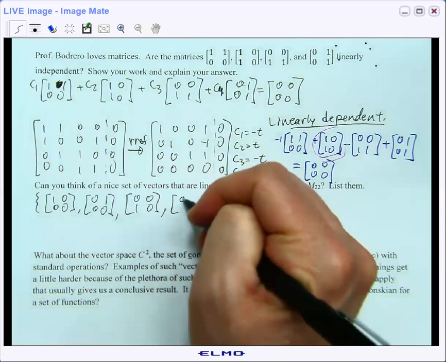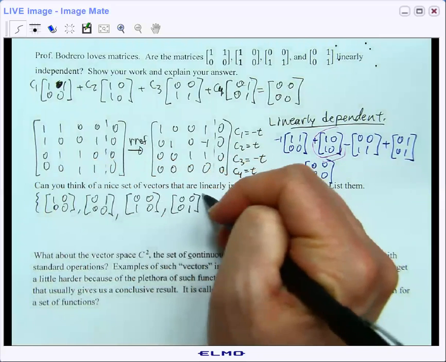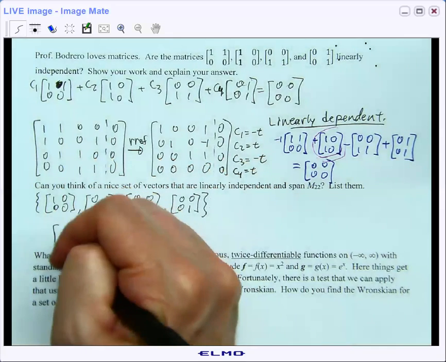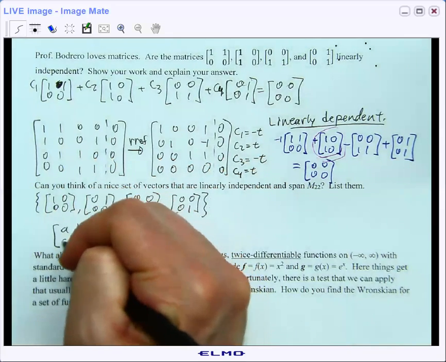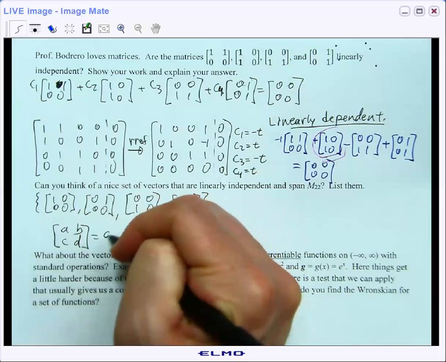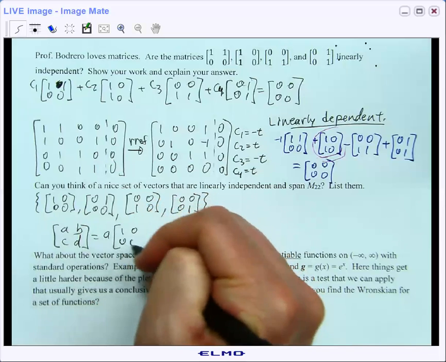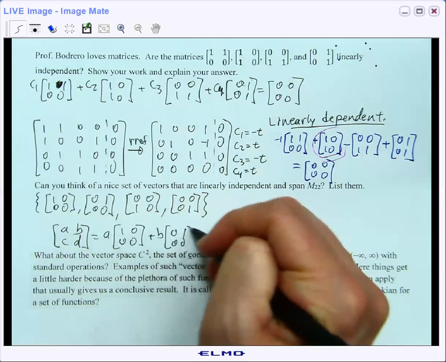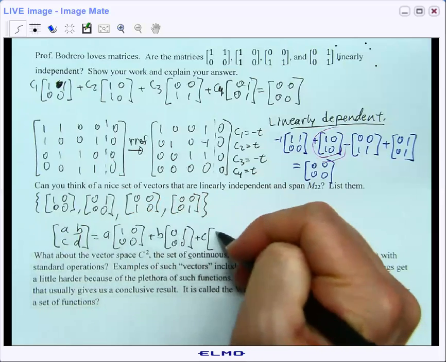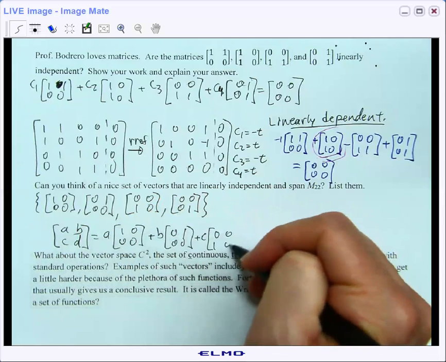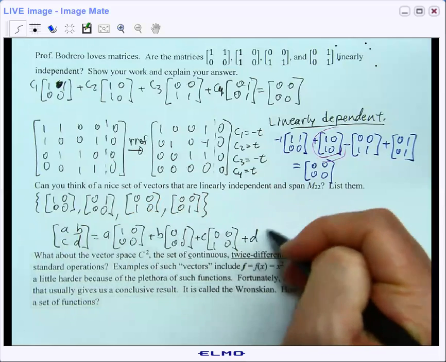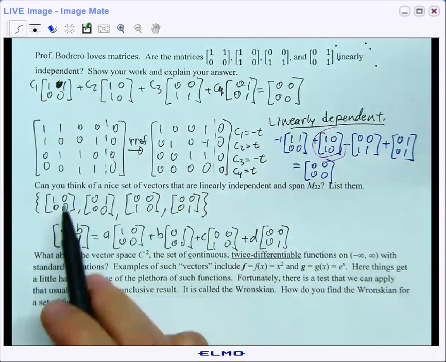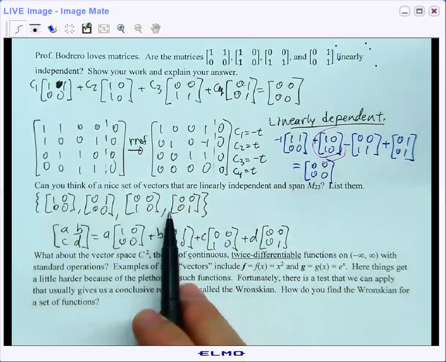But this set of vectors would span all of M22, because if I wanted to make some matrix [A, B, C, D], I would use A of the first one plus B of the second one plus C of the third one and plus D of the last one. And if I create a matrix out of this, it'll just be the identity matrix.